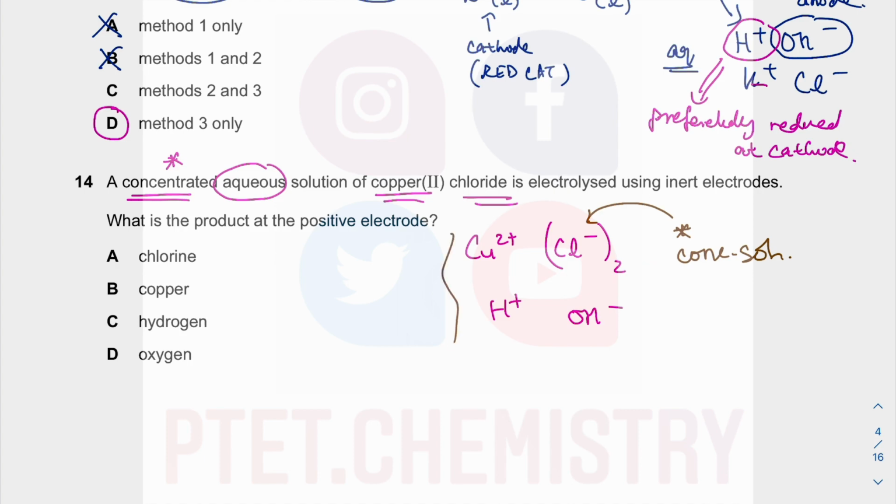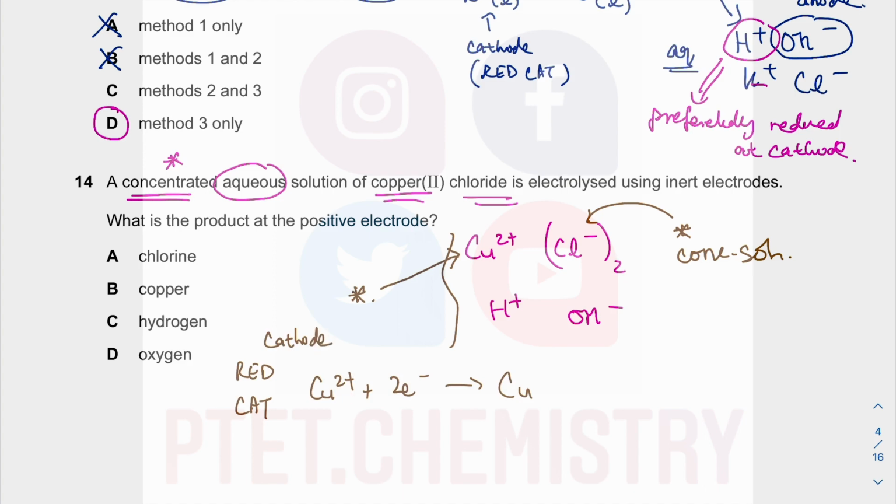Between copper 2+ and H+, copper 2+ is below hydrogen in the reactivity series, and therefore copper 2+ prefers to be reduced. So this is the one that will undergo reduction at the cathode. You will get Cu2+ + 2e- giving you Cu. Reduction is gain of electrons. This happens at the cathode.